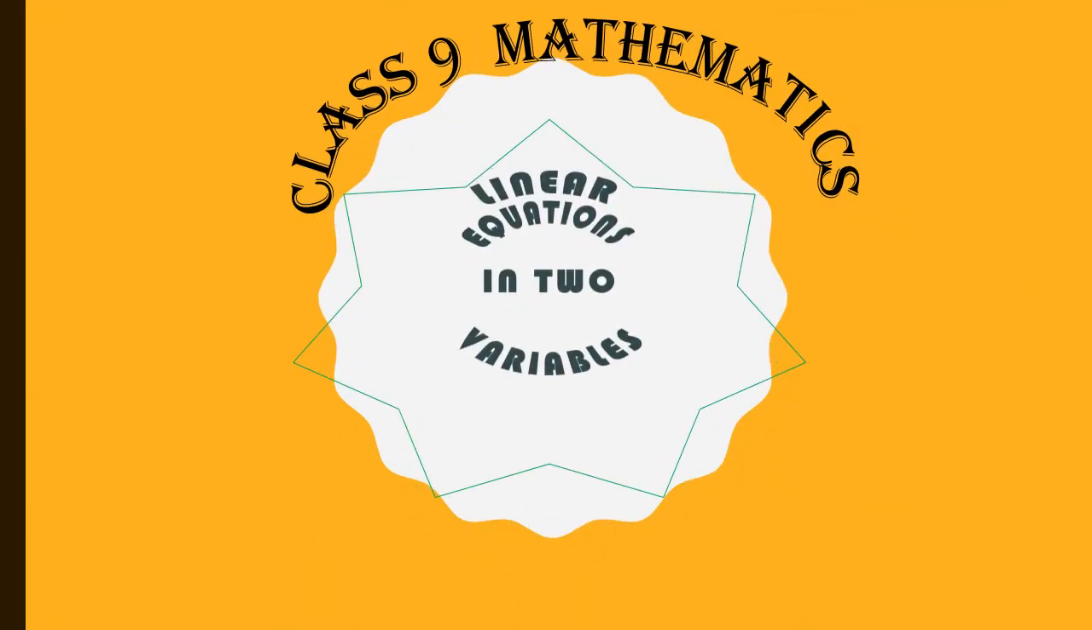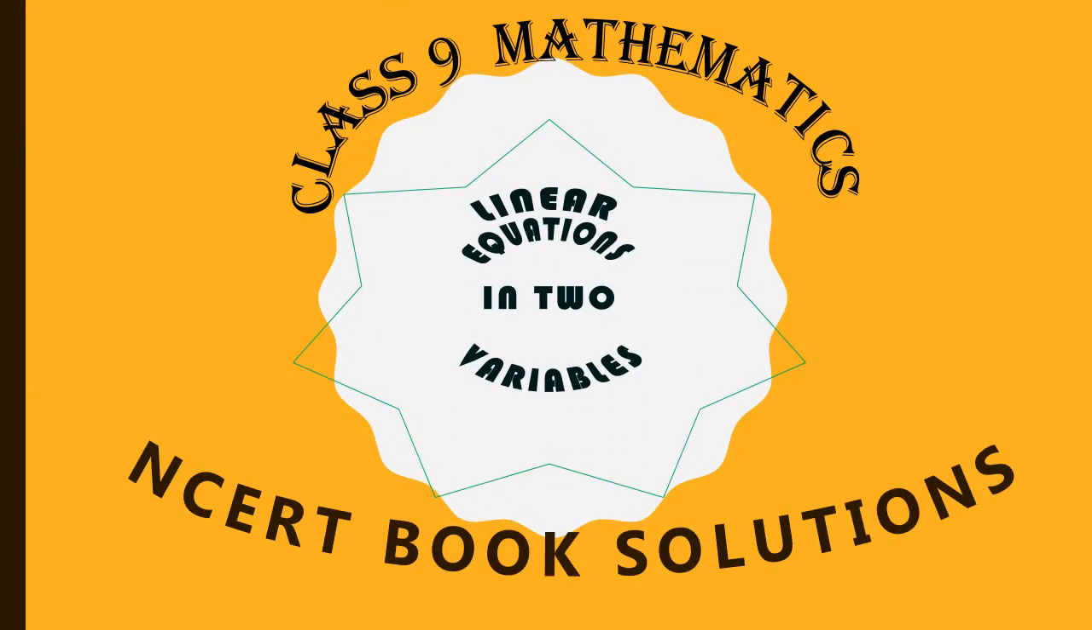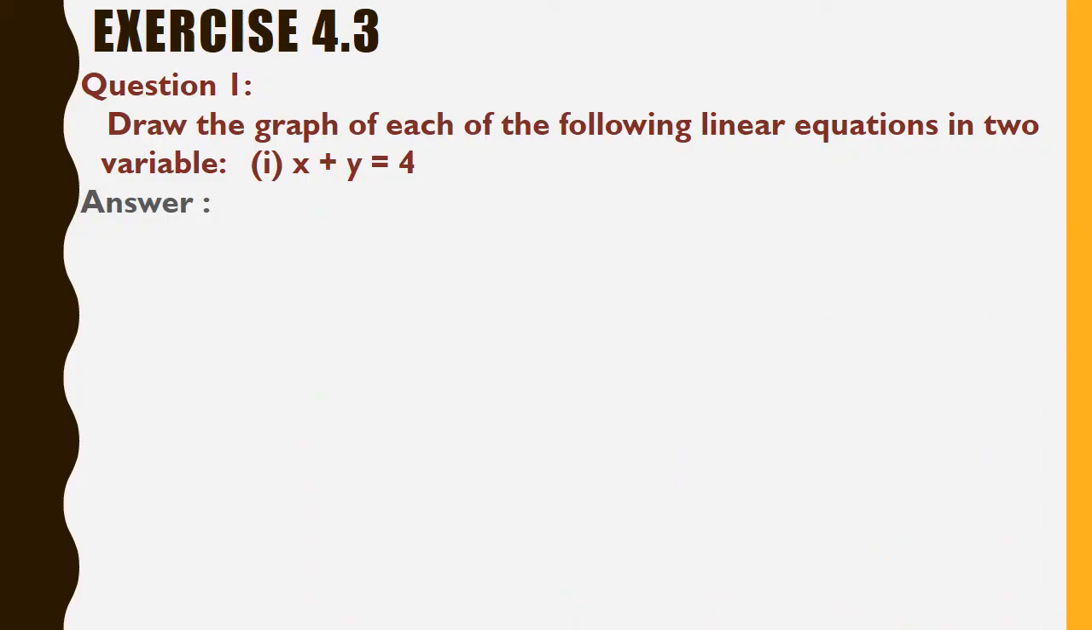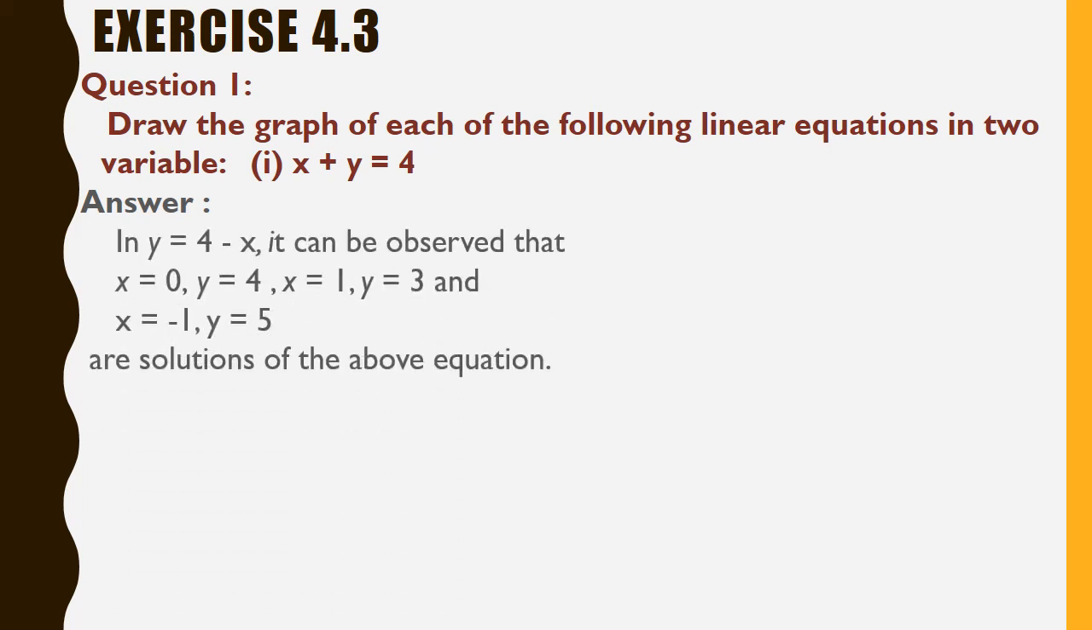Hello class 9. Let's solve the exercise of linear equations in two variables from your NCERT. In exercise 4.3, question number 1, draw the graph of each of the following linear equations in two variables. First one is x plus y equals 4.